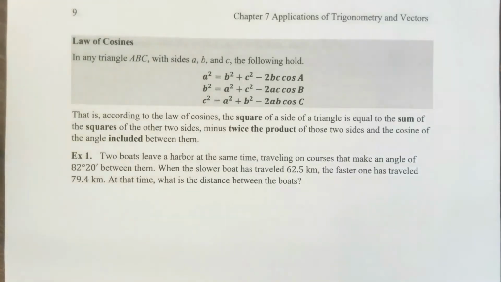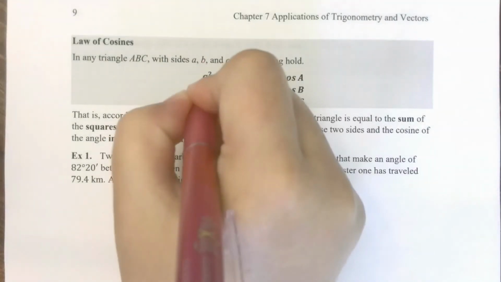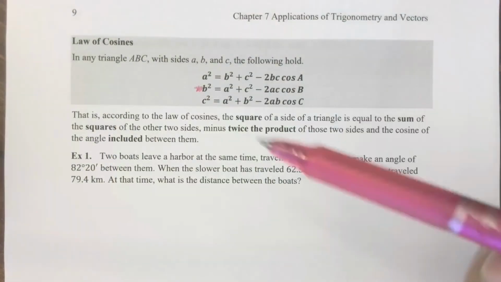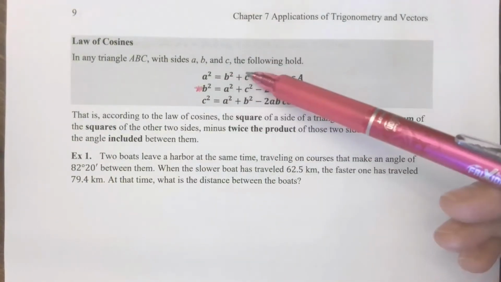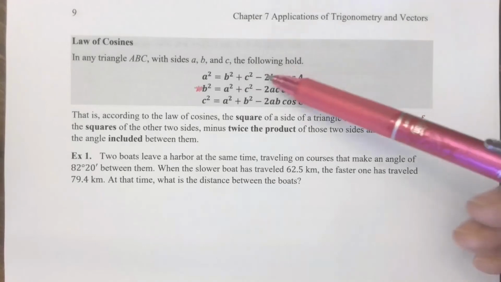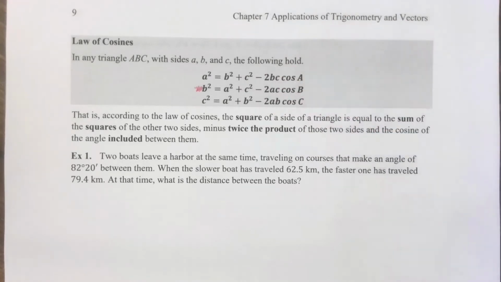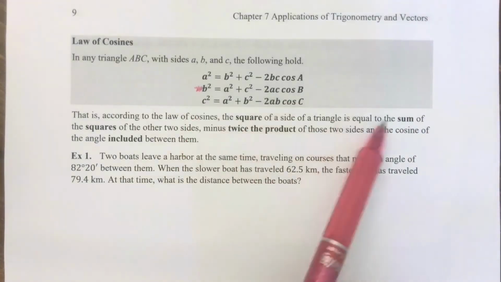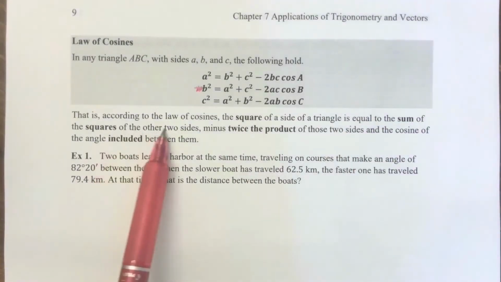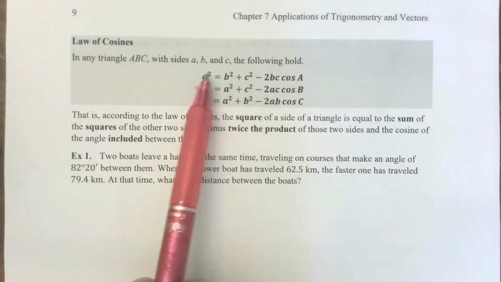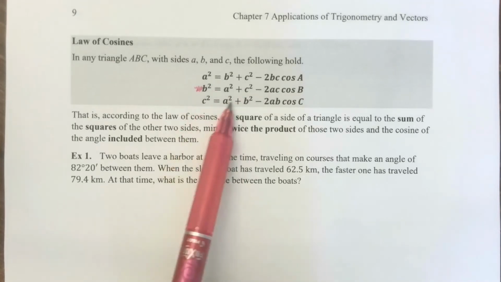So these are the three laws of cosines. You can see what we solved for a second ago was b squared. So then you also have a squared, which would be the other two sides, minus 2 times bc times those sides and the angle in between them. So it's the square of a side of a triangle. The square of a side of a triangle is equal to the sum of the squares of the other two sides. So here we have a and then bc. If we have b, then we have a and c. If we have c, then we have a and b.